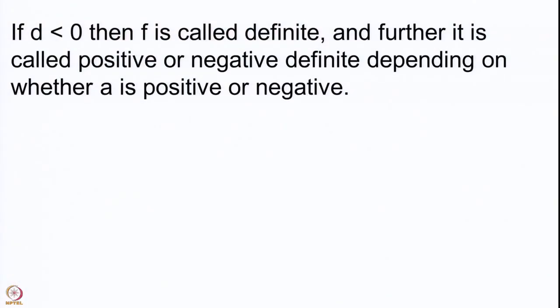So, let me now phrase whatever we have discussed about the behavior of the sign of the discriminant in the next slide. Whenever the discriminant is negative, we say that our form is definite. Further, we will call the form positive definite or negative definite, depending on whether A is positive or negative, or equivalently whether C is positive or negative.